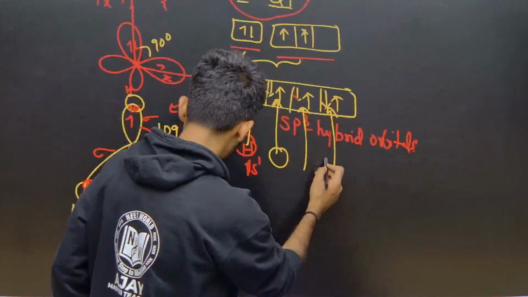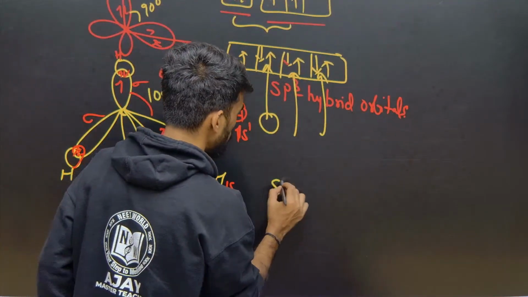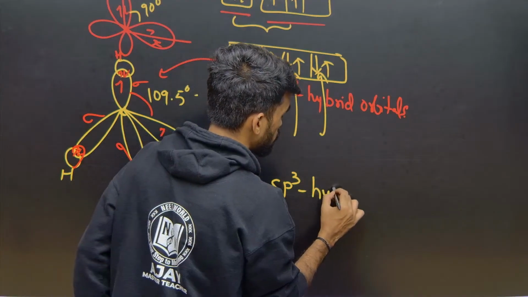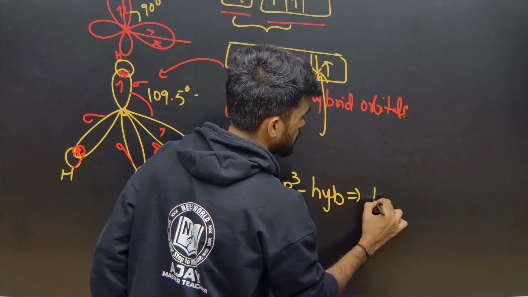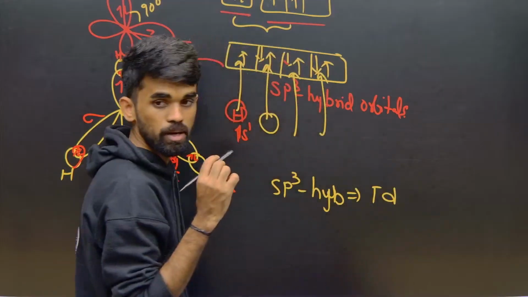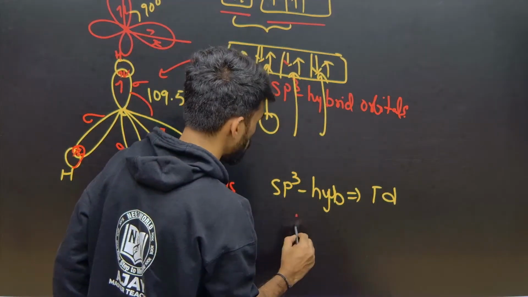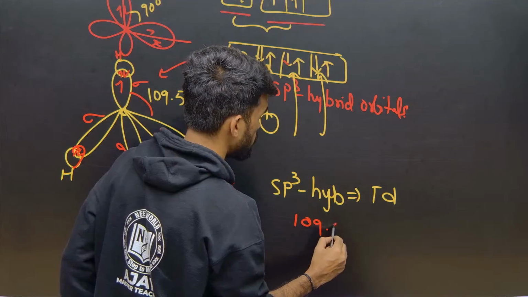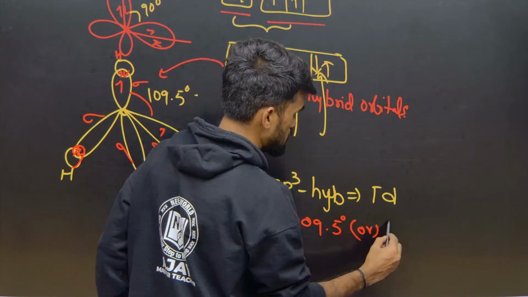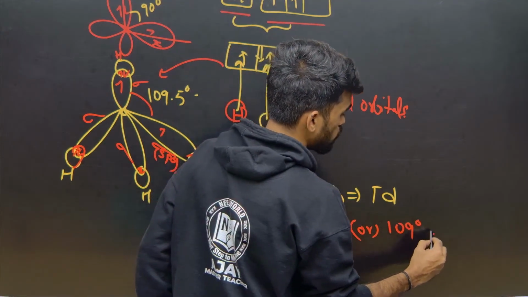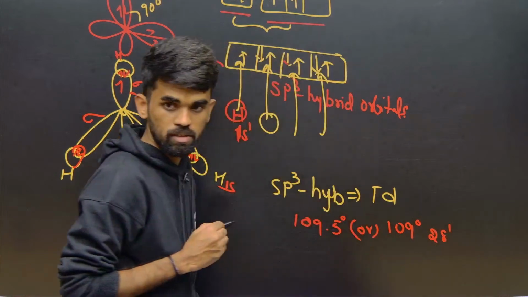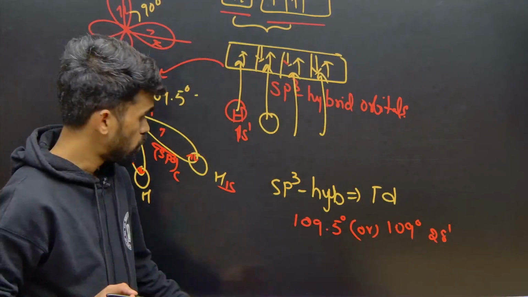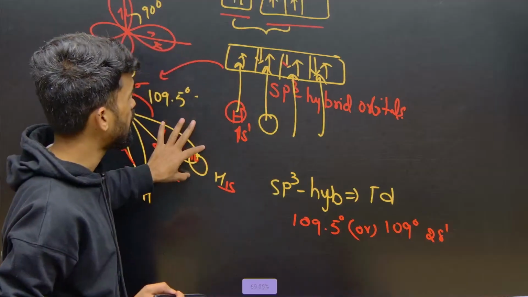So with sp3 hybridization, what is the geometry? Tetrahedral, TD in short form, I am writing. What is the bond angle I told you? 109.5 degrees or 109 degrees 28 minutes. Like this you can write. Okay, this is about methane hybridization.